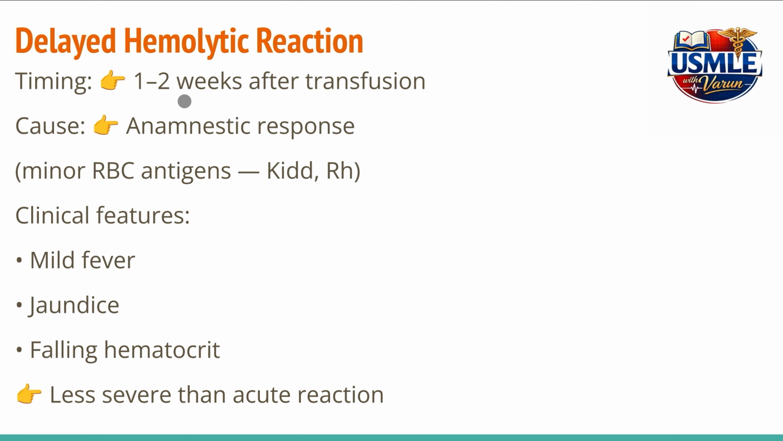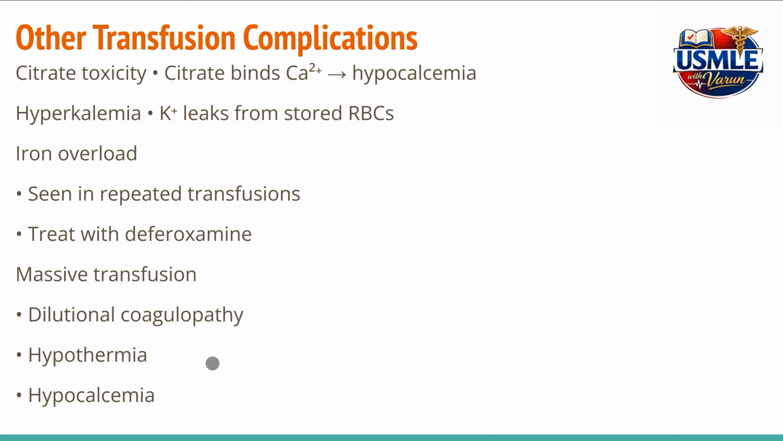Delayed hemolytic reactions occur days to weeks after transfusion, 1 to 2 weeks after transfusion. It's due to an anamnestic immune response against minor RBC antigens like Kidd and Rhesus antigens. Symptoms are mild fever, jaundice, and a drop in the hemoglobin level. This is less severe than acute hemolysis. So that's a key point to remember with respect to delayed hemolytic reaction.